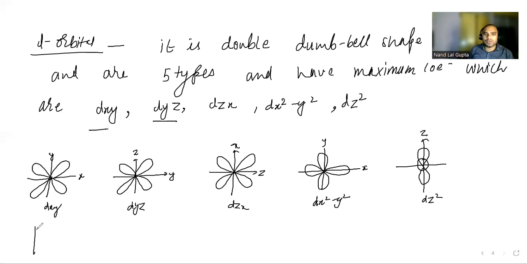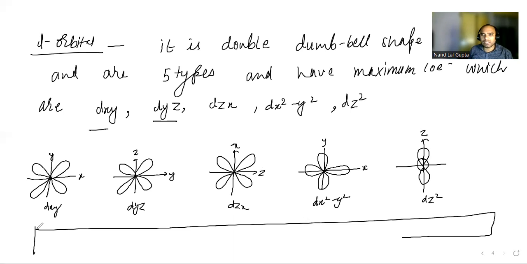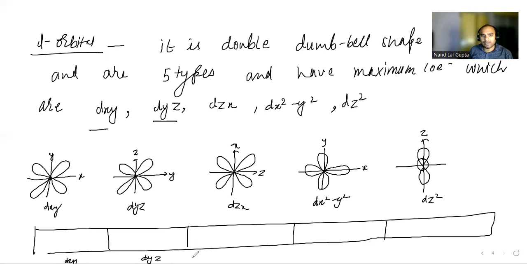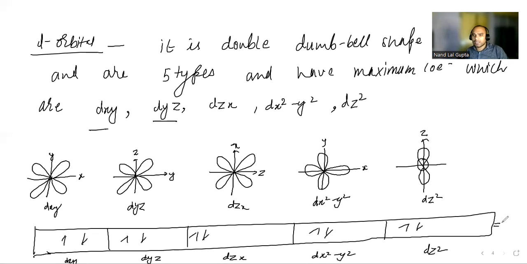Total 5 orbitals, so how many electrons? That is 10 electrons. You can make it like that: here is 1, this is 2, here is 3, and this is 4. So it is dxy, dyz, dzx, dx square minus y square, and dz square. Let us fill the electrons. Here is 1 electron, 2, 3, 4, 5. Then pair them: 6, 7, 8, here is 9, and this is 10. So the total in the d orbital is 10 electrons. Got it?